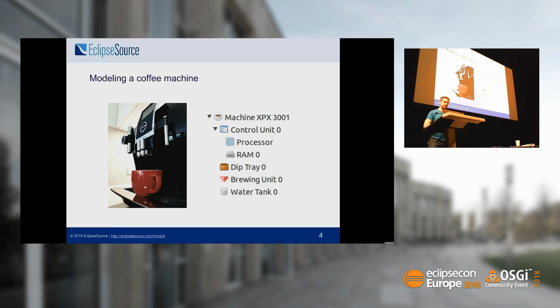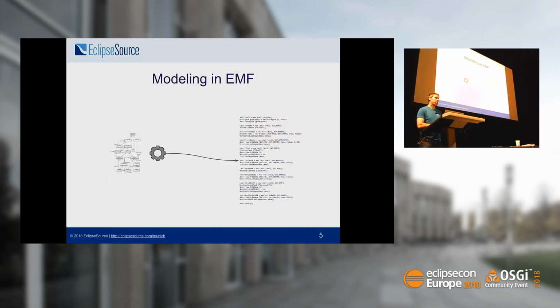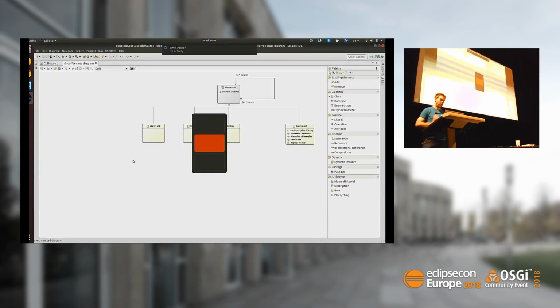Okay, first thing I would like to show is some impression of how modeling with EMF actually looks like. And modeling in this context means how do I describe my domain in EMF and how do I generate code from that? So how do I teach EMF that there's, for example, an instance called machine, dip tray, and so on. So let me switch to the IDE.